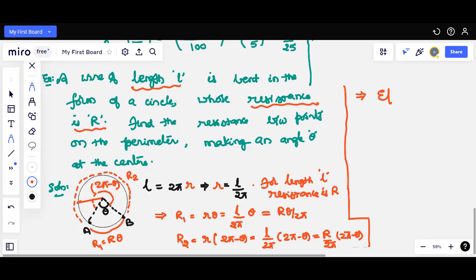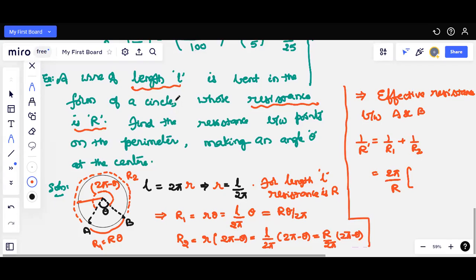That implies effective resistance between A and B. They are in parallel. So 1 by r equals to 1 by r1 plus 1 by r2. Let this resistance be some R dash. So that is equals to what? 1 by R1 plus 1 by R2 gives 2 pi by R common. After reciprocating, 2 pi by R, 2 pi by R. In the denominator you will get 1 by theta plus 1 by 2 pi minus theta.